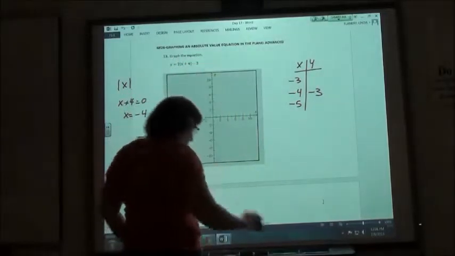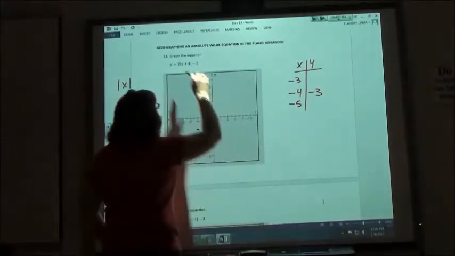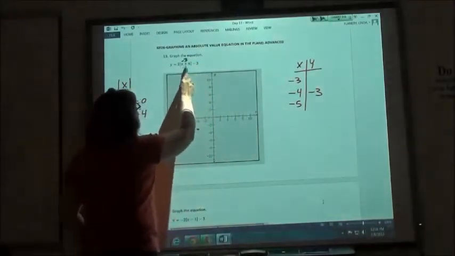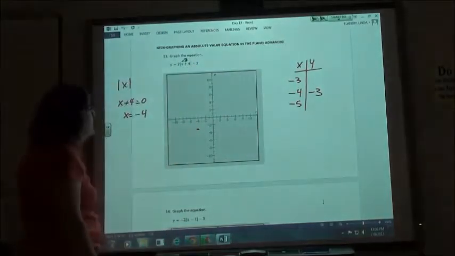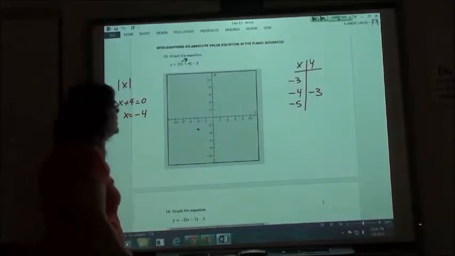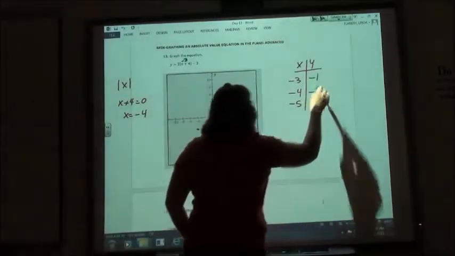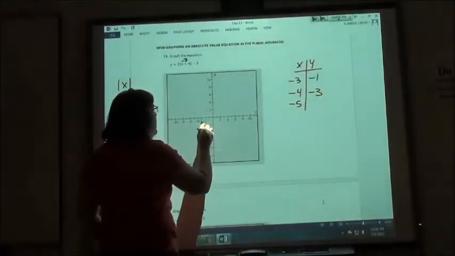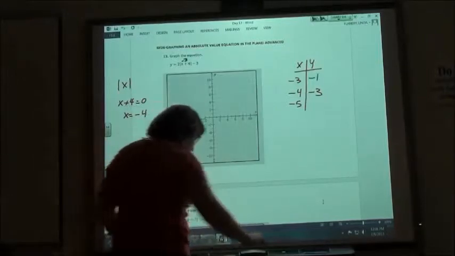Then I'm going to do my other points. If I do negative 3 in there, negative 3 plus 4 is 1. 2 times 1 is 2. 2 minus 3 is negative 1. So negative 3 is at negative 1.